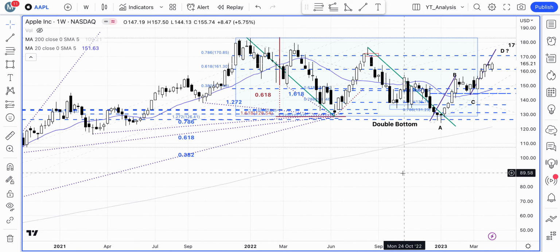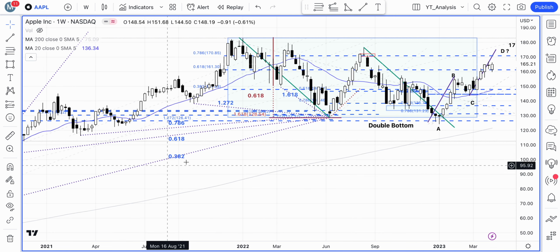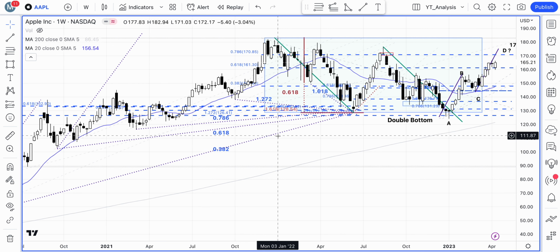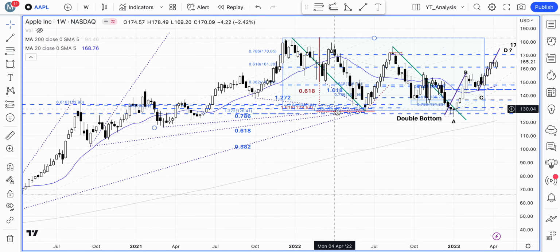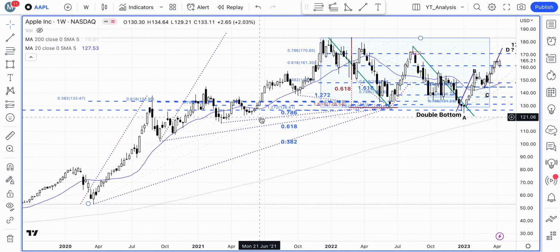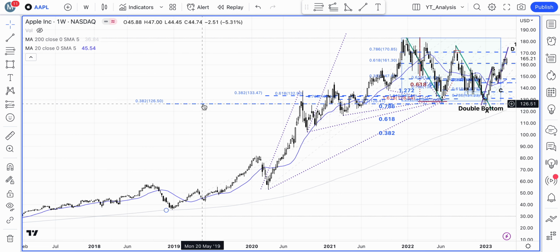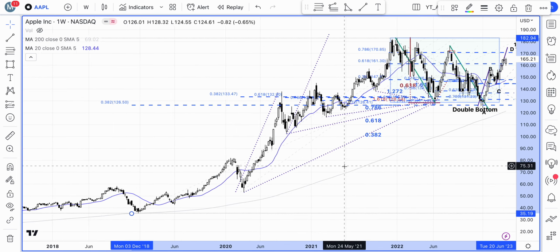Here, what is really important is this low here. So this is the low around the $129 per share level. We had a number of these Fibonacci retracements coming together to form a level of confluence. Very strong. We have had 1, 2, 3. Also the 38.2% Fibonacci retracement here, going all the way back to December of 2018.